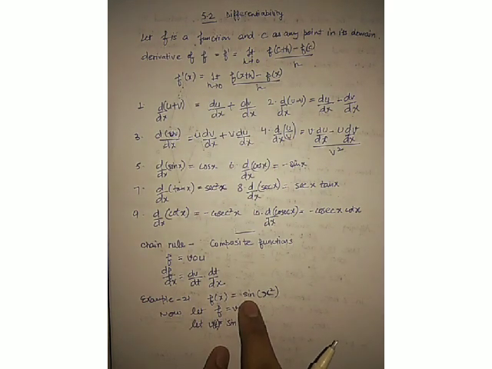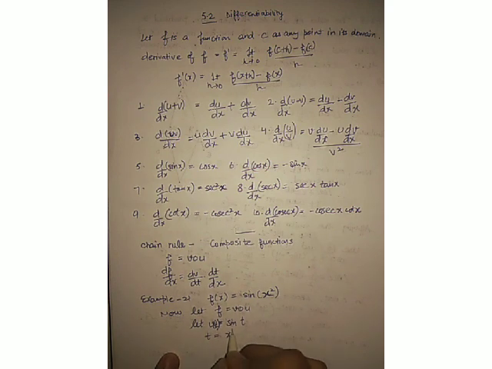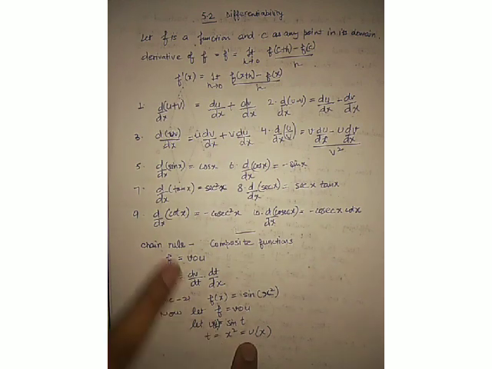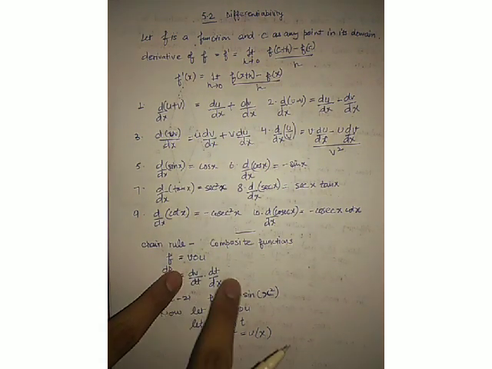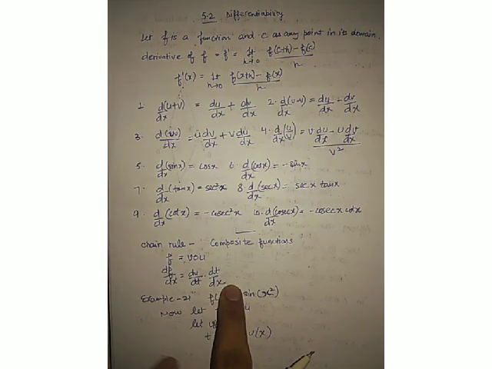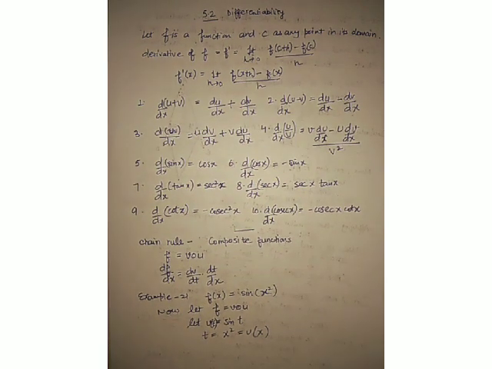Clear? Now we have taken this function as sine t, so automatically it's understood what t is. t is x square. Indirectly we can say that it's u of x, because I have told you earlier that v must be a function of t and t must be a function of x. So t is a function of x and v is a function of t. Is it clear now? Now we will apply the chain rule.